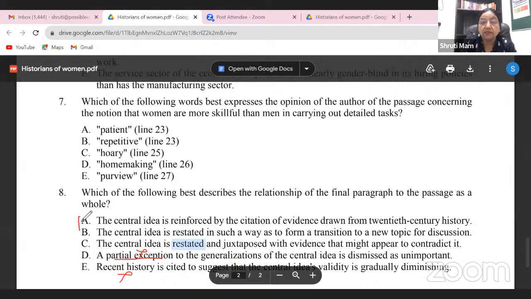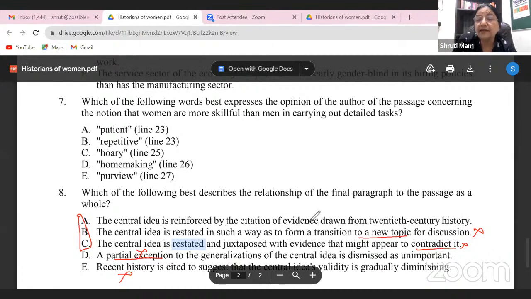I'm going to keep these three, which make sense to me because the central idea is reinforced. Now, two of them say it's restated, but now I'm confused. So let me go and read the one which says restated in such a way as to form a transition to a new topic. No, there is no transition to a new topic. So here it is lost. And the central idea is restated and juxtaposed with evidence that might appear to contradict it? No, it does not contradict it. And see here, it is support.